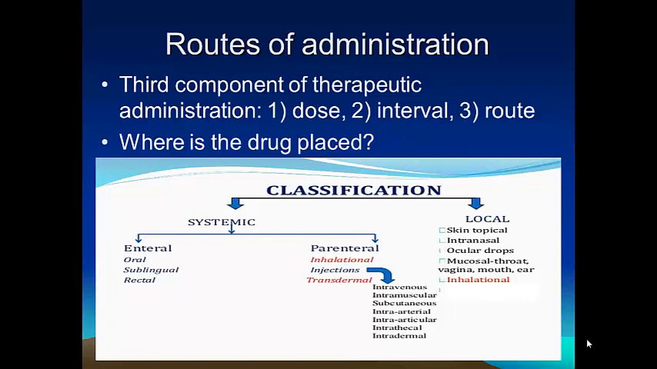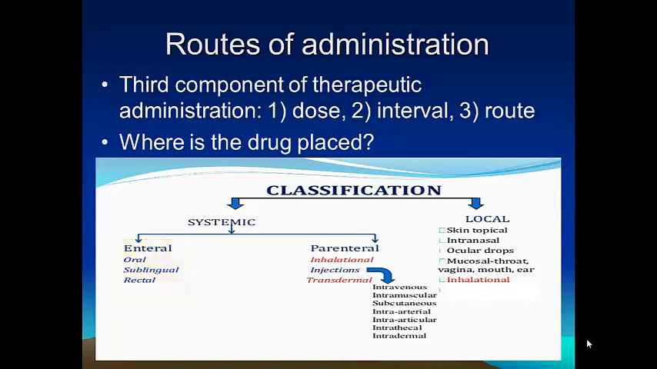Drugs can also be delivered systemically by administration through the GI tract, and this is referred to as enteral. And this includes the oral, through the mouth, and the buccal, between the cheek and gums. And in humans, the drug is usually placed underneath the tongue, so it's called sublingual. And finally, we have the rectal, in which the drug is placed directly into the rectum.